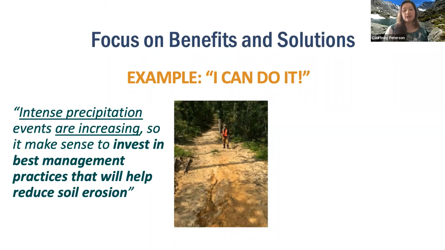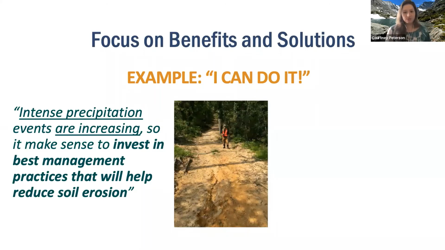So maybe something you're thinking about is intense precipitation is increasing. And so maybe it makes sense to invest in best management practices that will help reduce soil erosion as an example. And then those could include planning harvest to avoid stream crossings or steep slopes and wetlands. Really thinking about the timing of our harvest operations, or maybe we want to implement infrastructure that diverts water off of roads and skid trails.